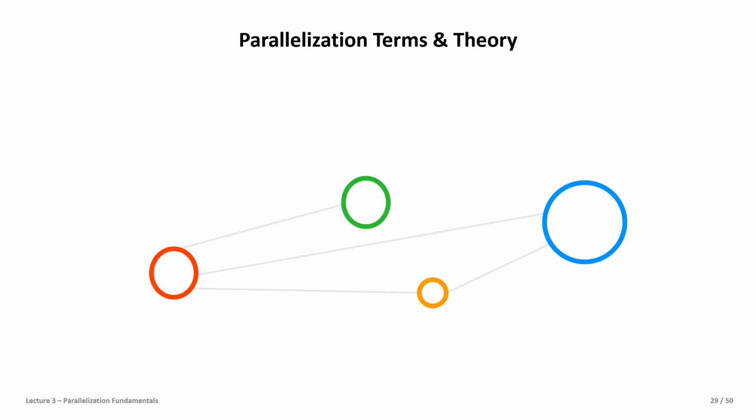Welcome back to High Performance Computing, our lecture 3 on parallelization fundamentals. This is part 2. Basically, in part 1, we discussed several important terms. We tried to have a general understanding of what it means to decompose a domain.